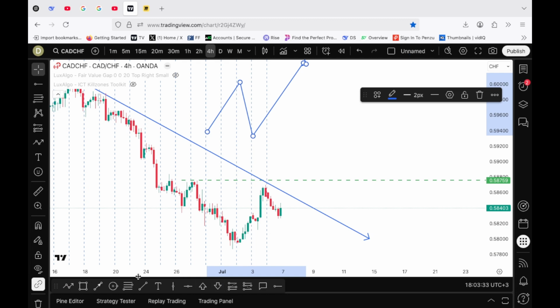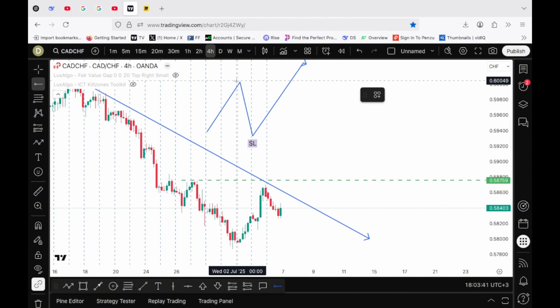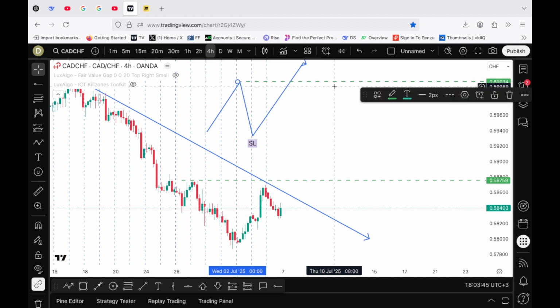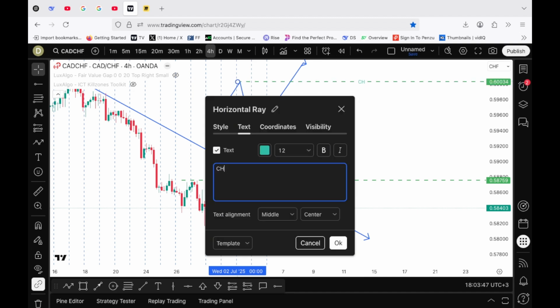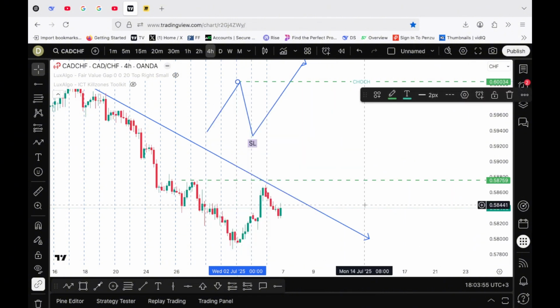Now this one here, this becomes the swing low, and it only becomes a swing low if this high was broken. So if this high is broken, then now there's a continuation. Assuming that the market was in a downtrend and that happens, then we'll say there is a change of character. So the market was moving downwards and then it has changed character.